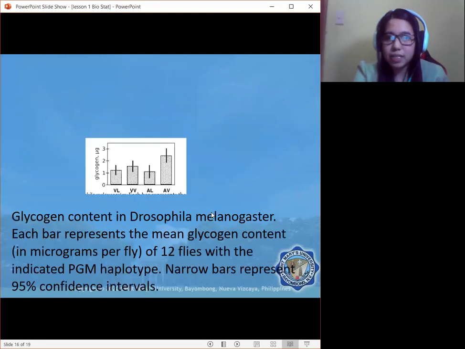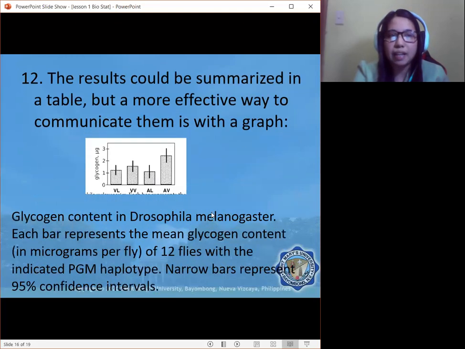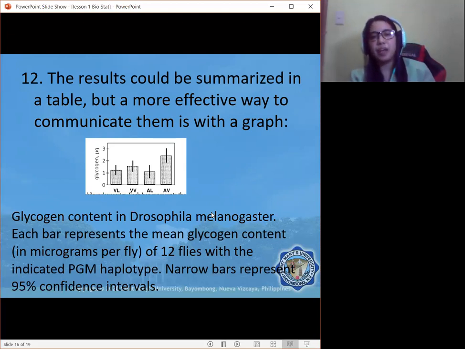So we have here step 12, communicate the result. The result could be summarized in a table, but a more effective way to communicate is with a graph. So we have here the graph and the interpretation. Glycogen content in Drosophila melanogaster. Each bar represents the mean glycogen content of 12 flies with the indicated PGM haplotype. The narrow bars represent the 95% confidence interval.